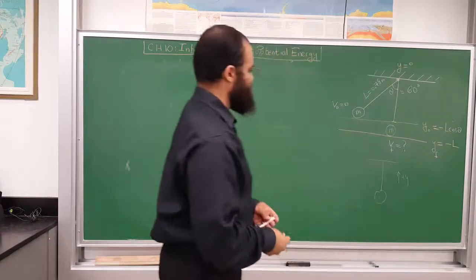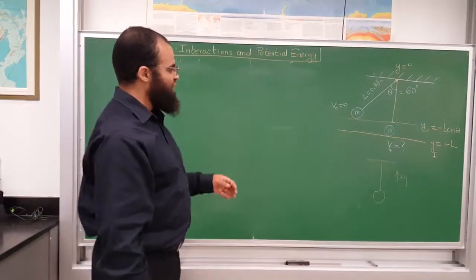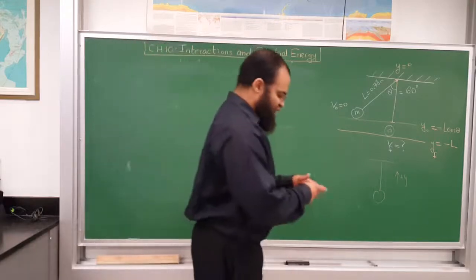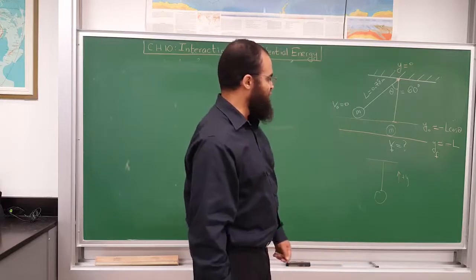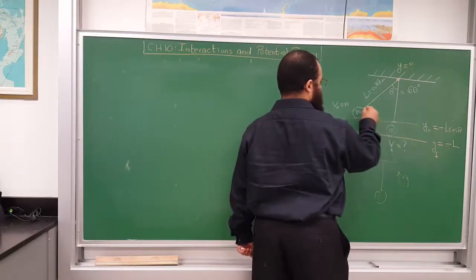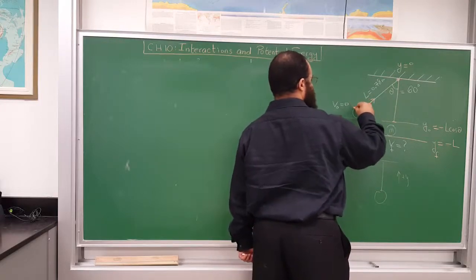All right, so now what's our system and how do we go from here? Our system will consist of the mass and the earth. So there is an external force on this system doing work, and that force is the force of tension, but the tension will do 0 work.